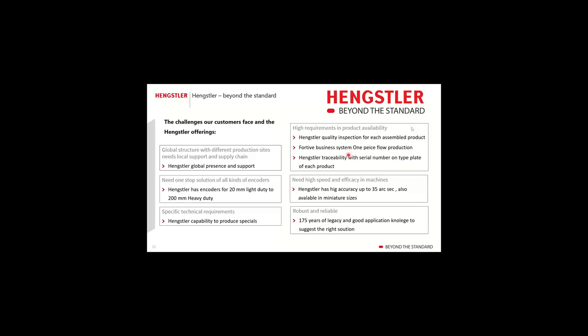And how do you say a product is robust and reliable? These are common words you see across: accuracy, efficiency, robust, reliable. We are here for 175 years and we will be there for another 175 years or more. Our products have been used for so long. We have been producing counters since 1926, and encoders since 1986.